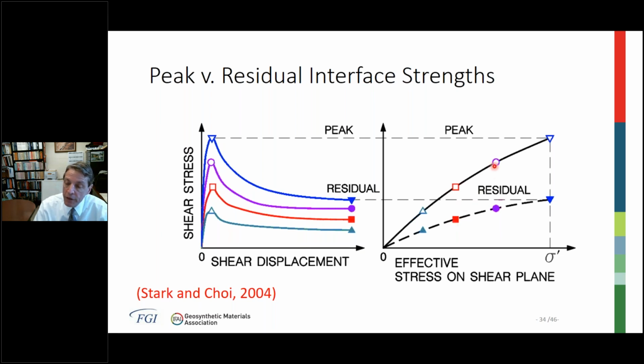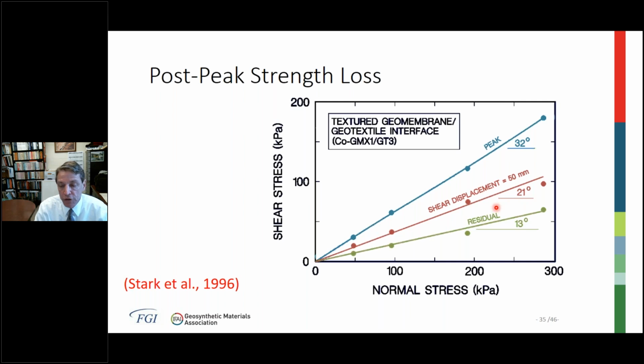For many interfaces, the reduction from peak to residual is 50%, a round number, could be as high as 60%. So this is a big decision, which envelope to use in your slope stability analysis, and that's what I want to discuss next. Here's how the strength loss occurs with displacement. So for your stability analyses, you can set up an intermediate or many intermediate envelopes between your peak and residual strength.